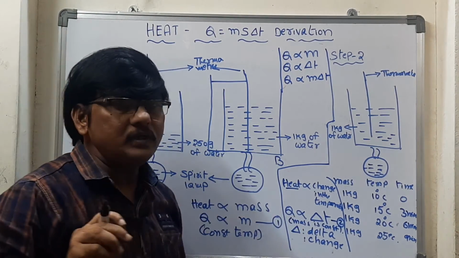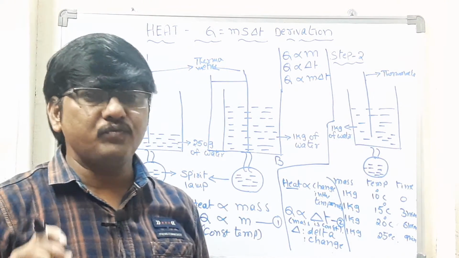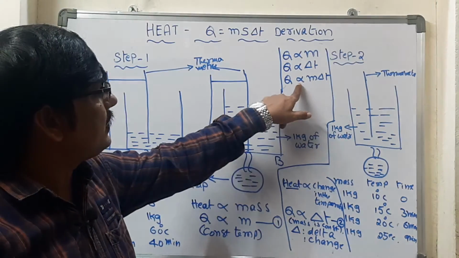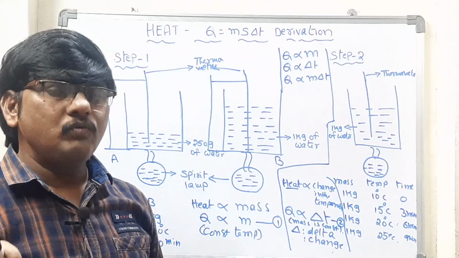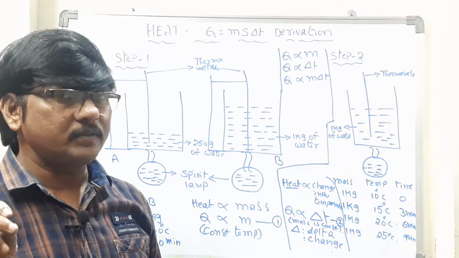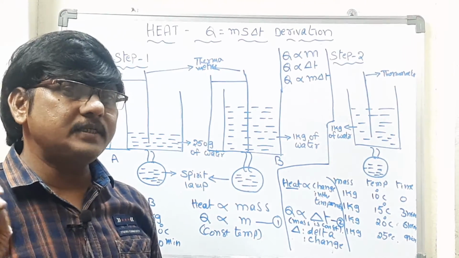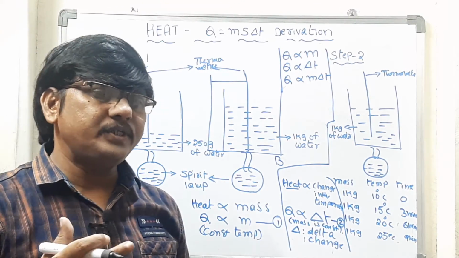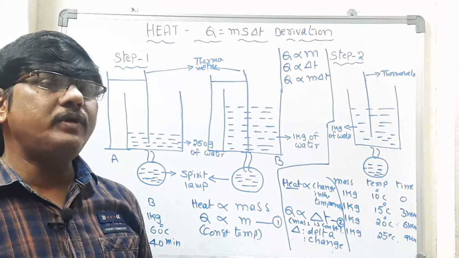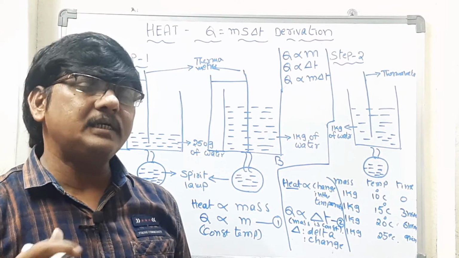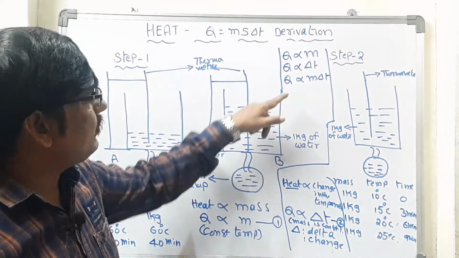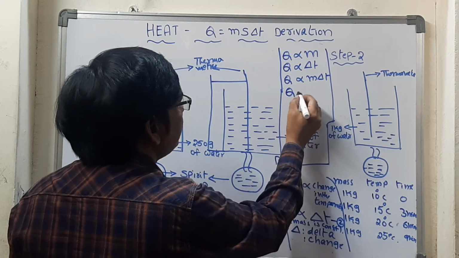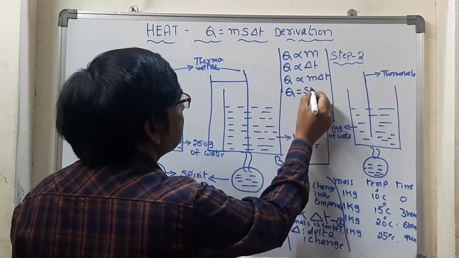In physics, whenever there is a proportionality, to remove that proportionality we use a constant. This constant varies from concept to concept. In the case of gravitation, we use one constant. In the case of Coulomb's law of force, we use another one. In this case, we will use the constant S. Let us write Q is equal to S into M delta T.